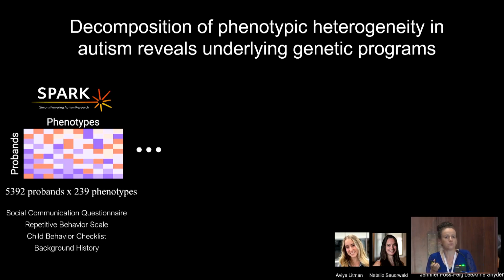So why is this? What we actually did is we used this SPARK cohort by the Simons Foundation. This is about 300,000 individuals and counting. About 130,000 by now are individuals with autism. And it has a number of phenotypes, phenotypic information, and a large number of these individuals have either whole exome sequencing or increasingly whole genomes. So we ended up using about 5,400 probands because those were the probands that all had coverage over these 239 phenotypes, and the phenotypes are actually specific answers from SCQ, repetitive behavior scale, child behavior checklist, and background history.